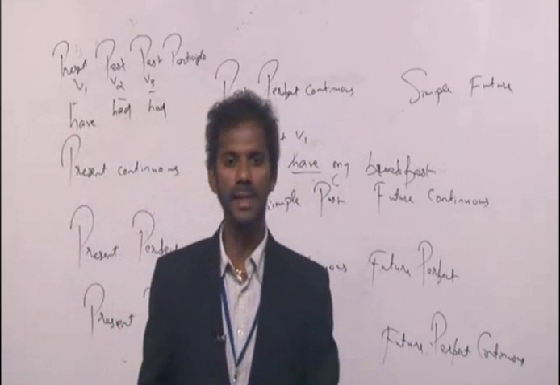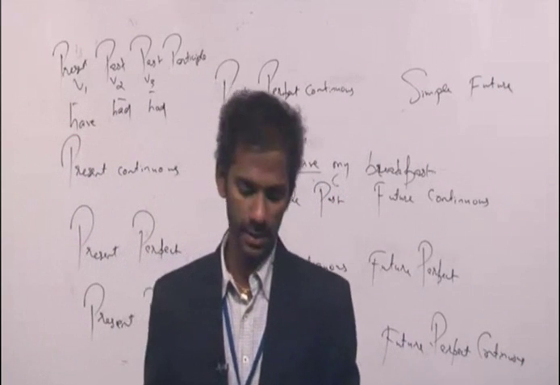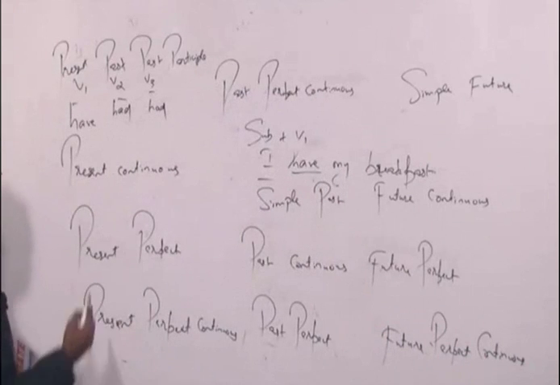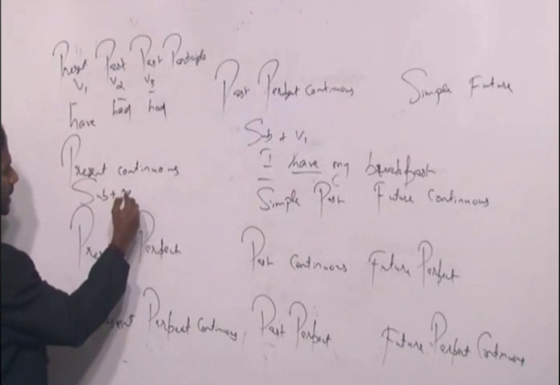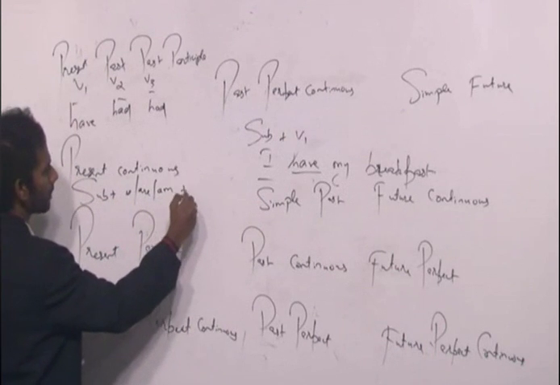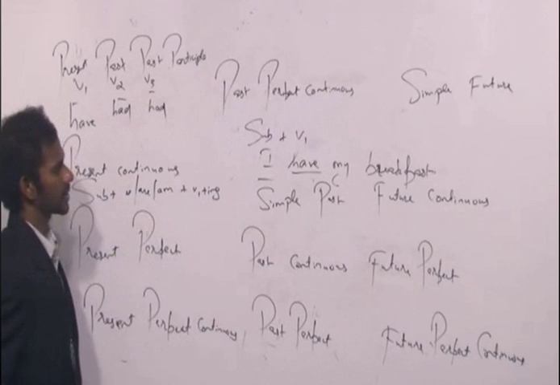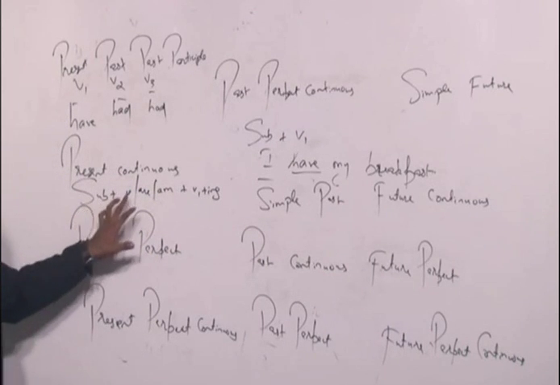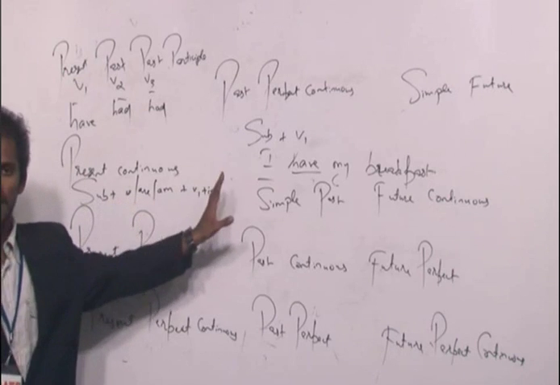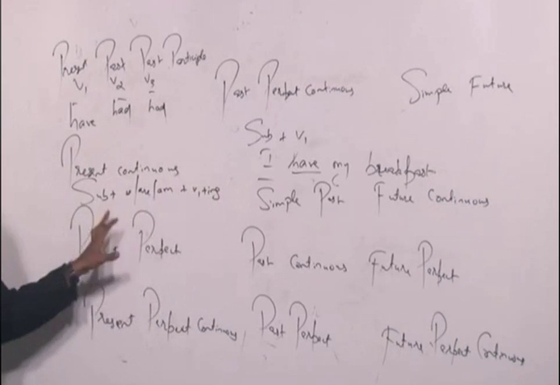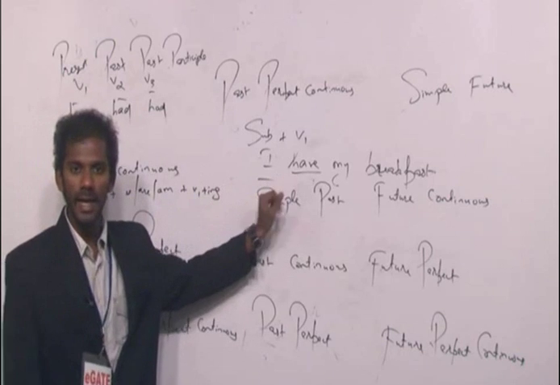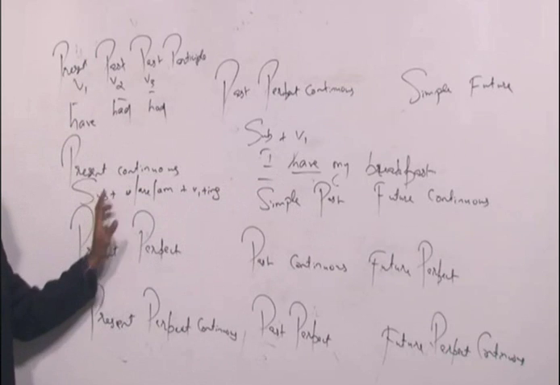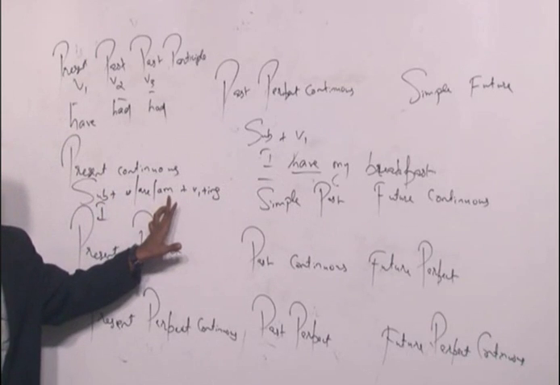Fine. What will this sentence be in present continuous tense? What is the rule of present continuous tense? Present continuous tense structure is subject plus is or are or am plus V1 plus ing. Clear? Fine. Now, what is the subject here? I is the subject. I is or I are or I am. I am.